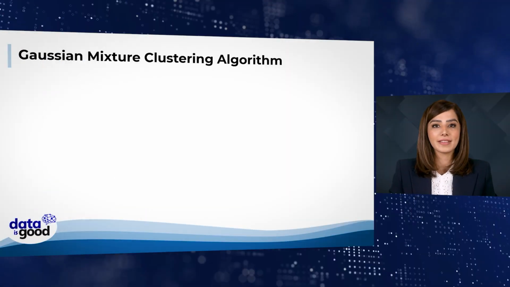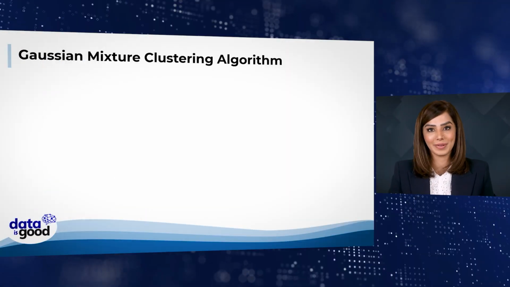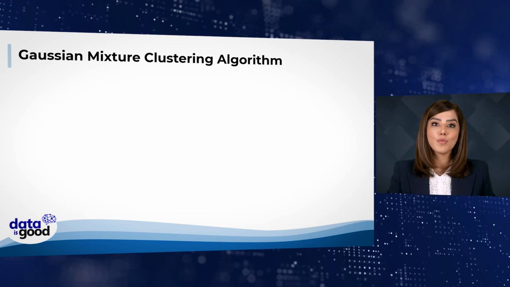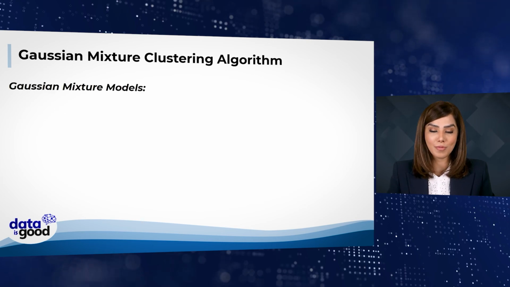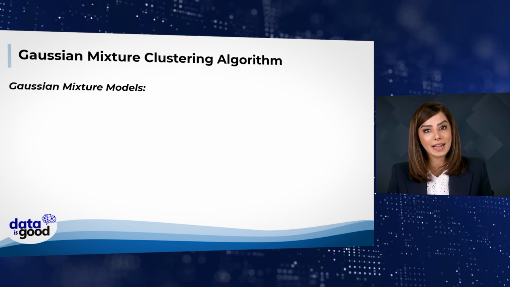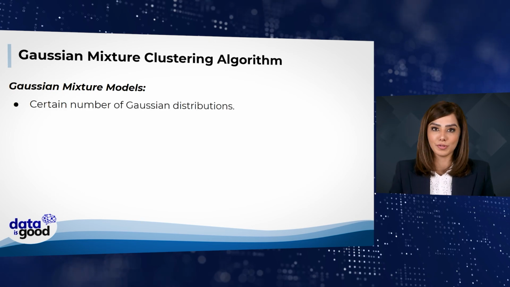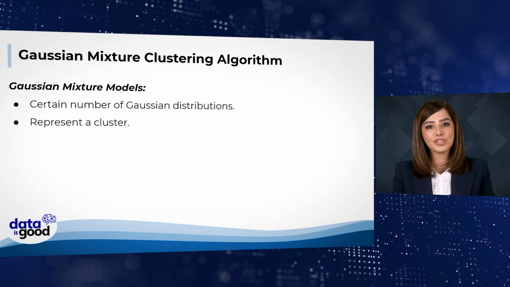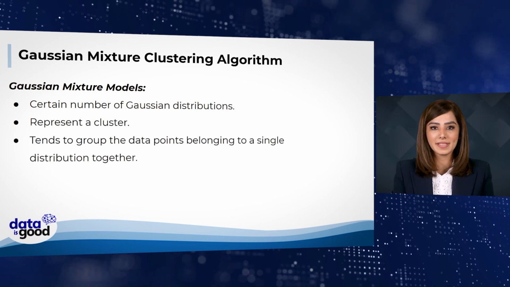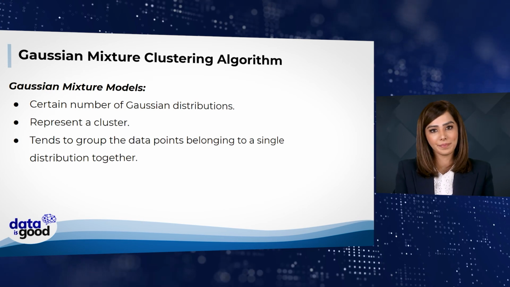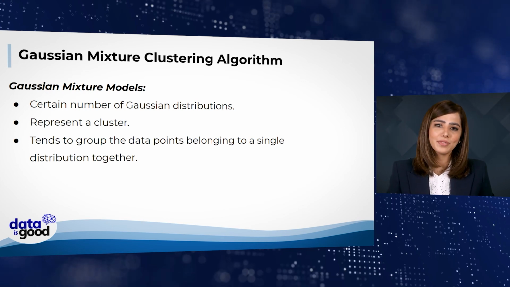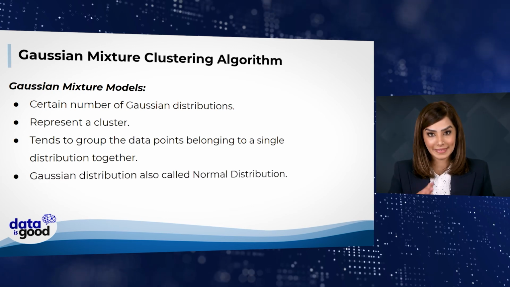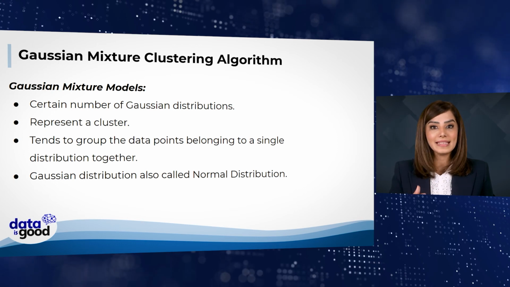Now we are going to learn and understand the working of a powerful clustering algorithm, the Gaussian mixture clustering algorithm. The first and foremost important thing is that Gaussian mixture models, that is GMMs, assume that there are a certain number of Gaussian distributions, and each of these distributions represents a cluster. Hence, a Gaussian mixture model tends to group the data points belonging to a single distribution together. When hearing of this technique, you may have thought about the Gaussian distribution, also called normal distribution. That's exactly what this clustering technique is based on.